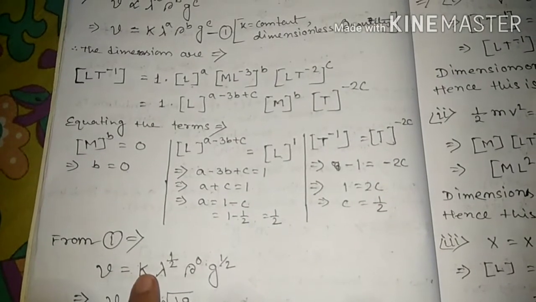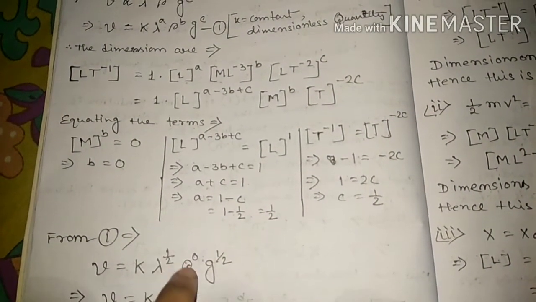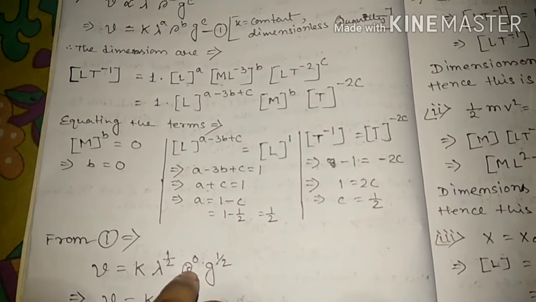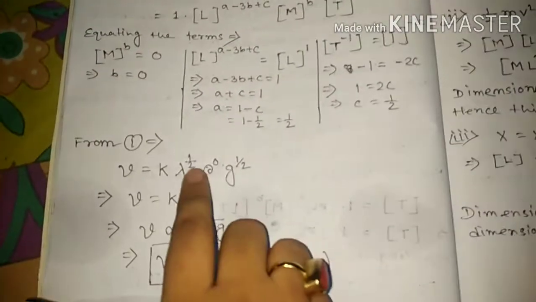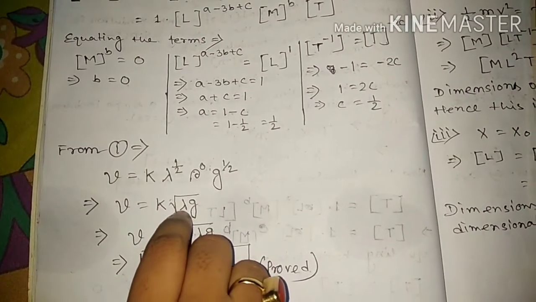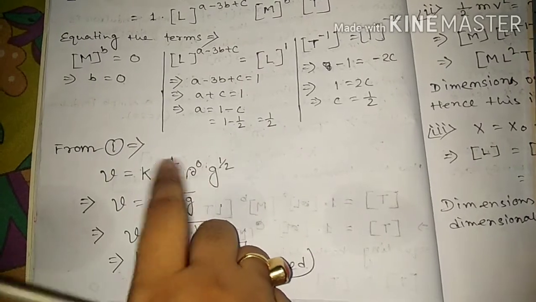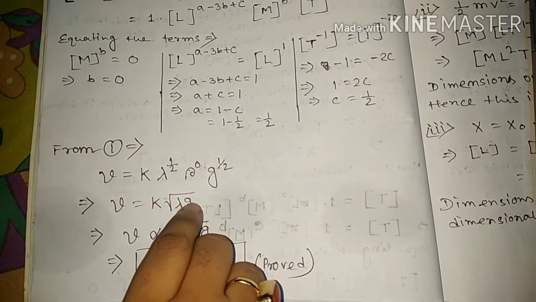So v equals k lambda to the power a. Lambda to the power a means lambda to the power half, rho to the power b means rho to the power 0, and g to the power half. So we can write k root over lambda into g, both are to the power half, that means root lambda into root g, that is root over lambda into g.